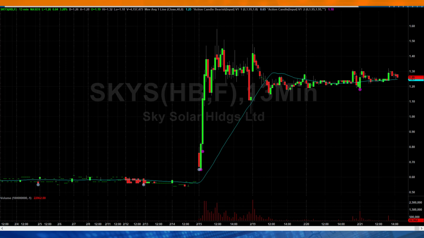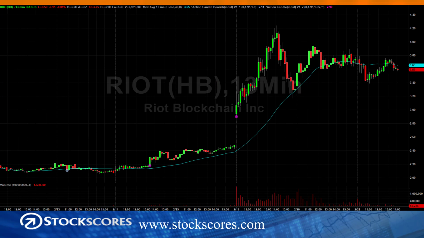All right, let's look at number 4. And again, same concept, boring trading. And there's our action candle on the second bar of the day. And the stock there went from 80 cents to $1.50. It actually almost hit $1.60 within that day. Moving along, here's a riot, which we already looked at. But again, there's that action candle. And within 2 or 3 days, made big gains.